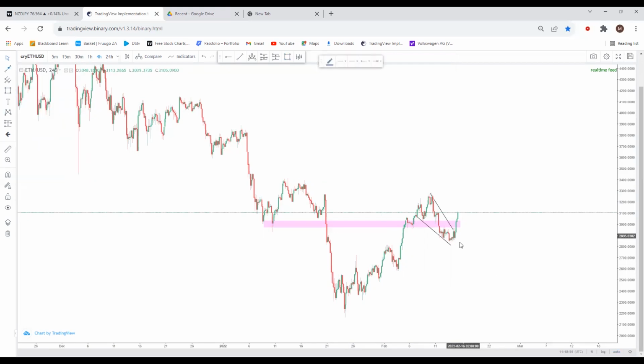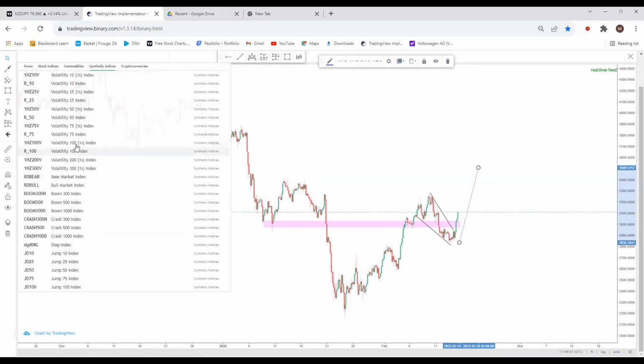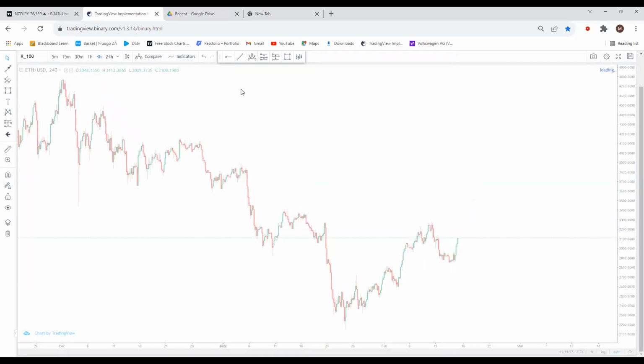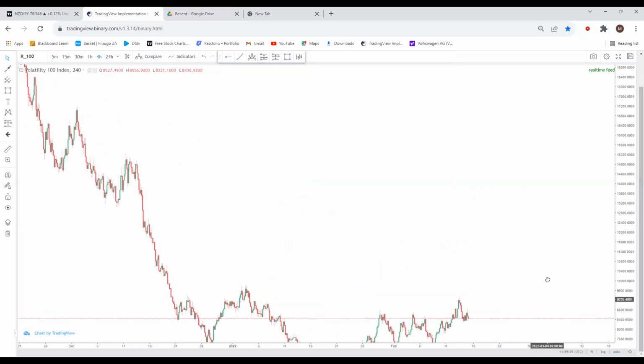Let me just get my arrow. As you can see, it broke out of this descending structure, and it's still climbing to the upside. So that is what I see with cryptocurrencies, basically just Bitcoin and Ethereum, because cryptocurrency is a huge variety of currencies. We're going to move on to synthetic indices.